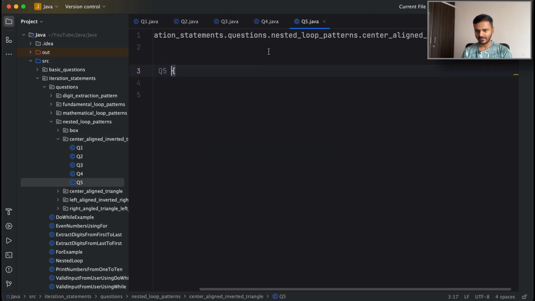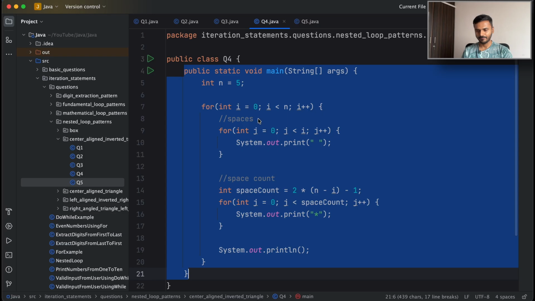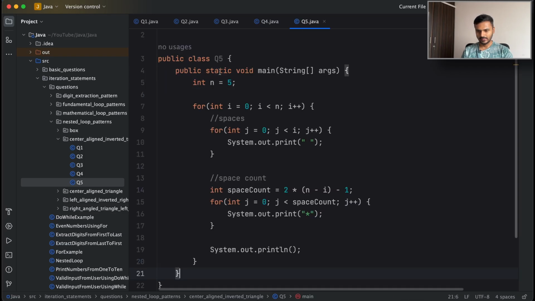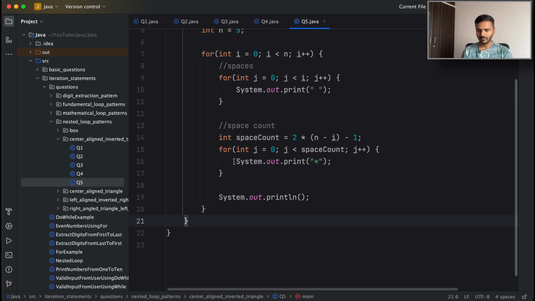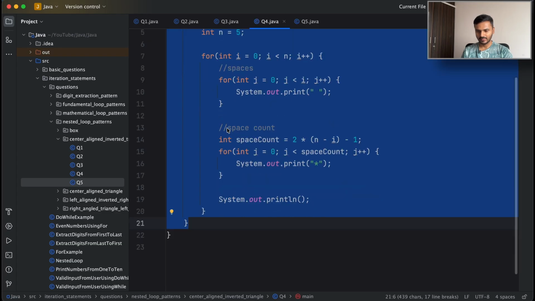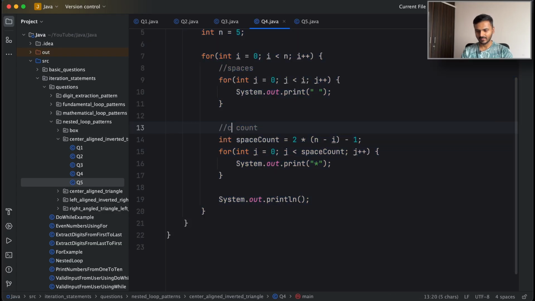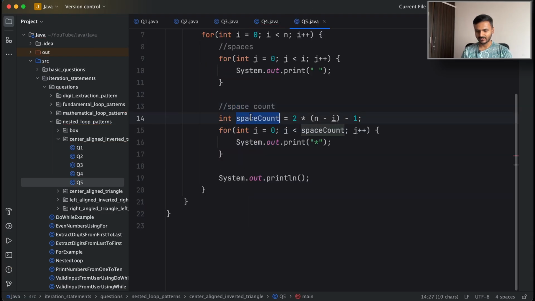class, call it Q5, and let's copy the main method from Q4. So let's paste it over here. Now, what we would need to change is what we are printing, right? And by the way, this would not be space count either here or in question 4. This would be, let's say, character count. And let's change it here as well. Let's say character count. And let's come to Q5 and let's do the same thing.